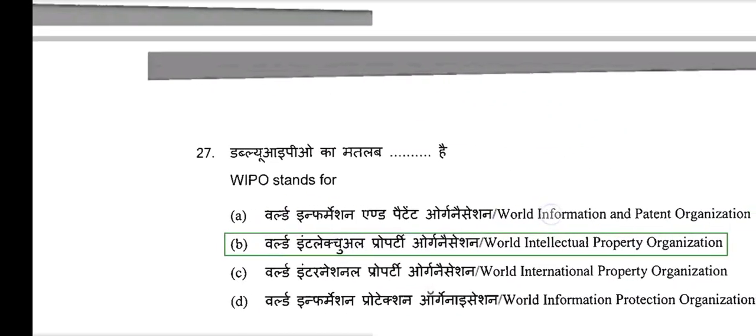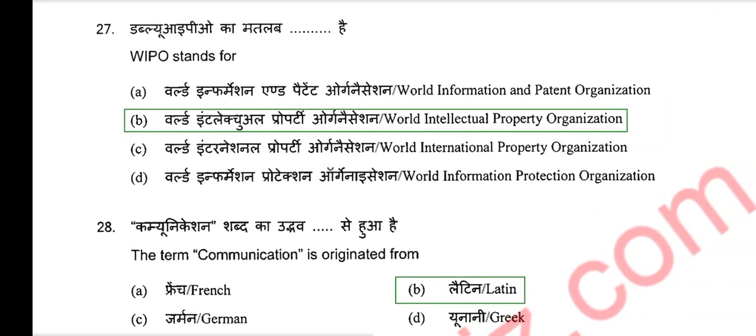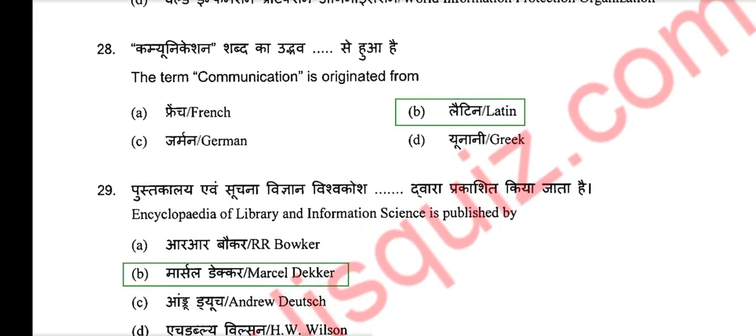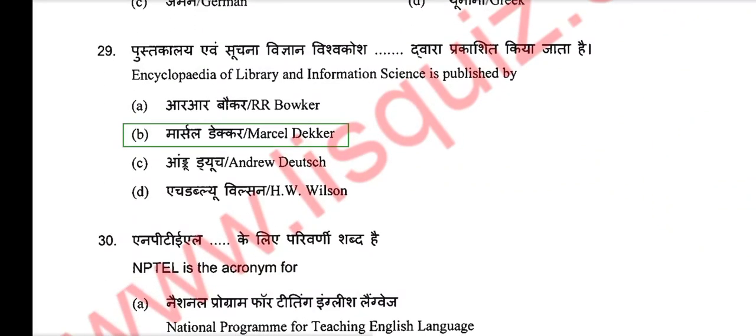Let's move to the next question, that is 27, and it says that WIPO stands for, and the correct option is B, World Intellectual Property Organization. And the next question is 28. The term communication is originated from, and the correct answer is B, Latin.